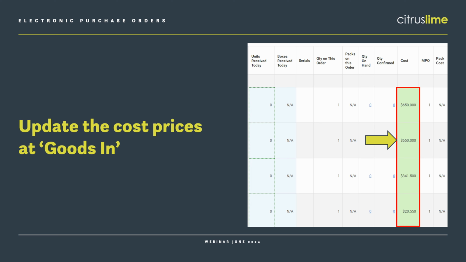Another existing option is to check and update your cost prices when you reach the goods in stage. In other words, you're receiving that shipment into your inventory, you can check the cost prices on your invoice and make any changes directly into the grid. Just click into the cost cells of the grid to type in your changes.